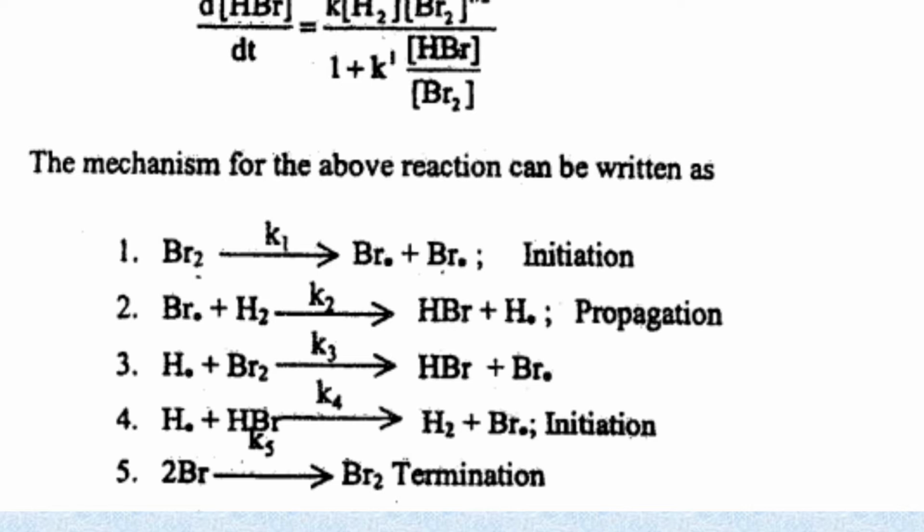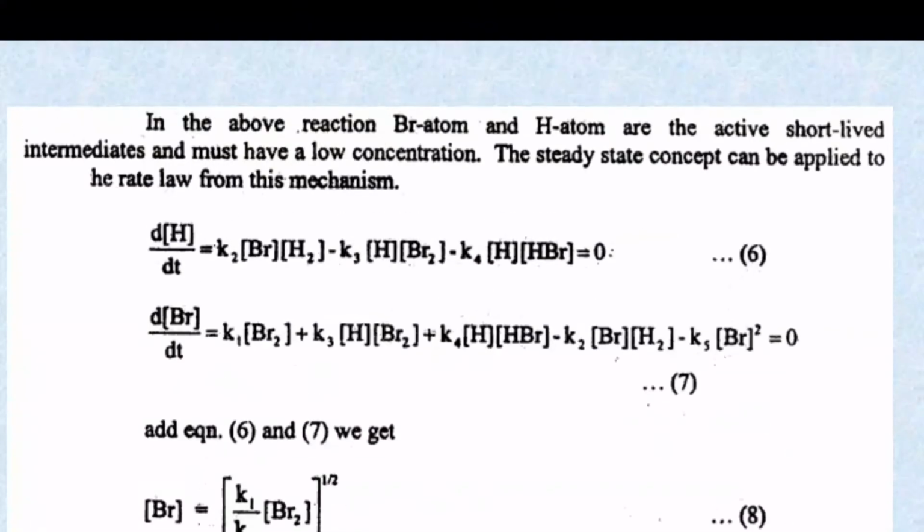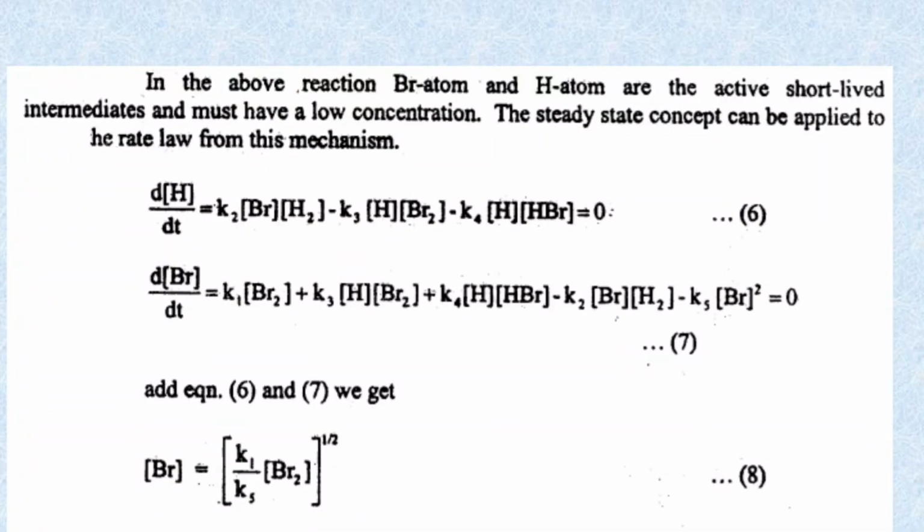Another step: an H radical combines with HBr to form a hydrogen molecule and a Br radical, which can also be considered an initiation step. And in the termination step, two Br radicals combine to form a bromine molecule, which terminates the chain. In the above reaction, the bromine atom and hydrogen atom are active, short-lived intermediates and must have a low concentration.